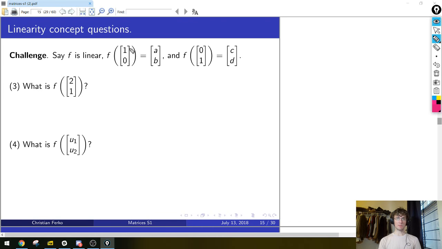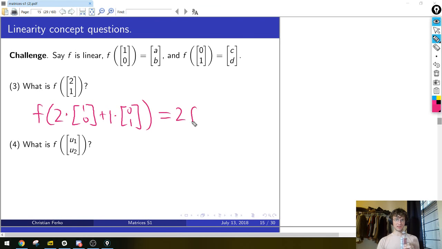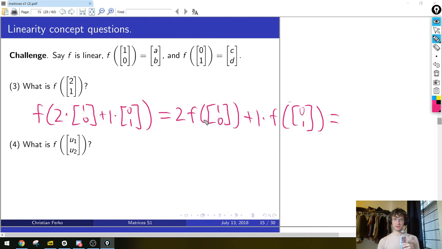So how can I write 2, 1 as a sum of two vectors that are multiples of the input vectors whose outputs we know? So we could say that it is 2 times 1, 0 plus 1 times 0, 1. Good, that works. Now f is linear, so you can split this as 2 times f of 1, 0 plus 1 times f of 0, 1. And now we know what these two things are, so what is the result after I plug in these two expressions and combine them?